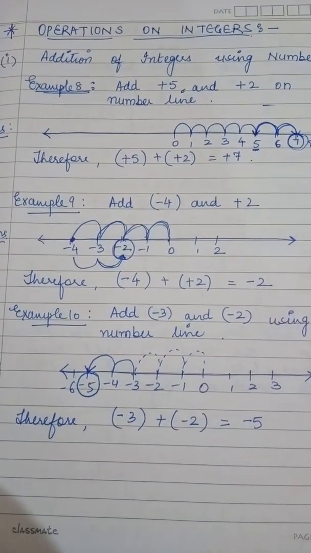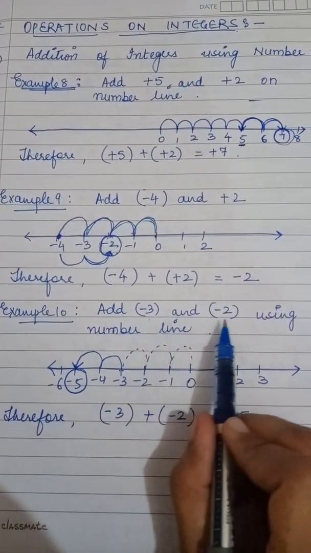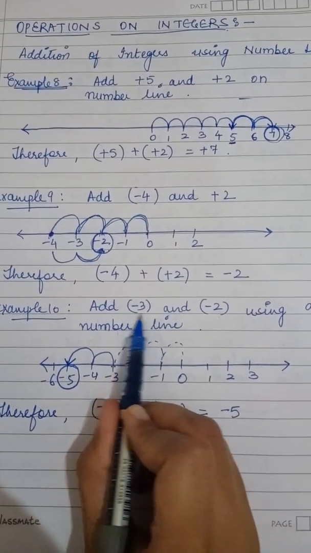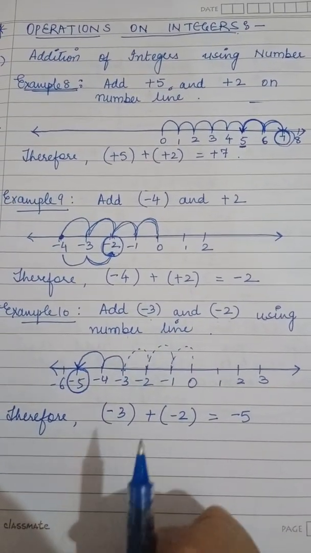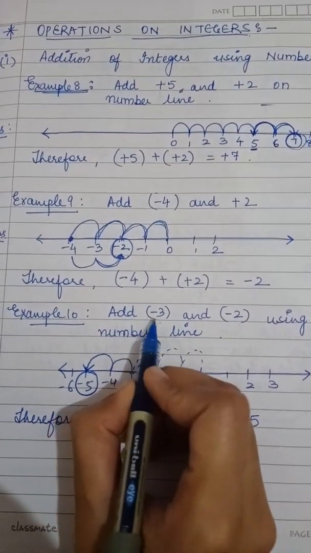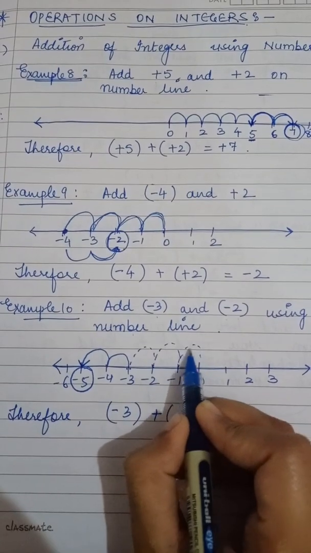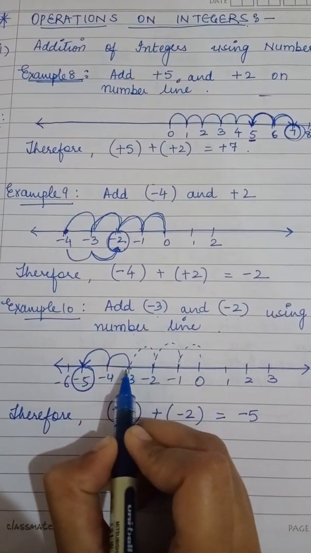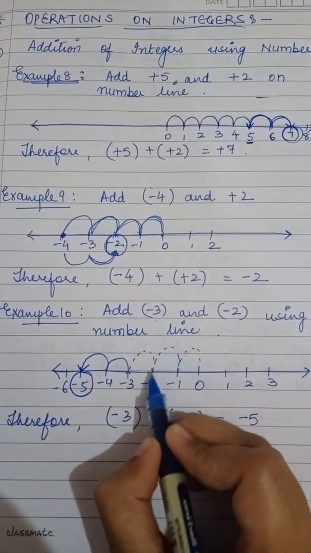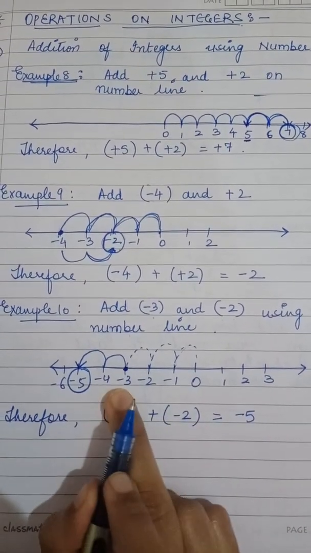Next, example 10. Add minus 3 and minus 2 using a number line. Now you have to add these two numbers. Okay. Now firstly I am having minus 3. So what I am going to do here is, from 0 I am going to go firstly till minus 3. Right? 1, 2, 3. I have reached here till minus 3.